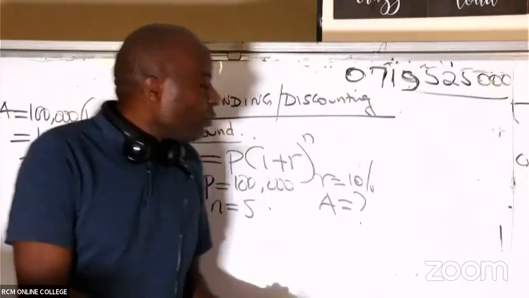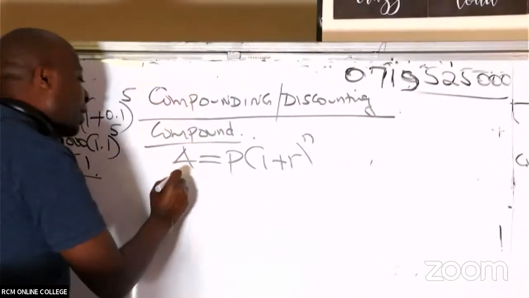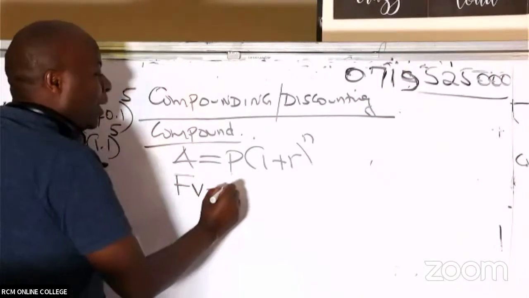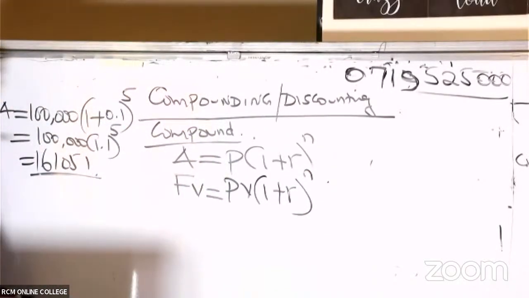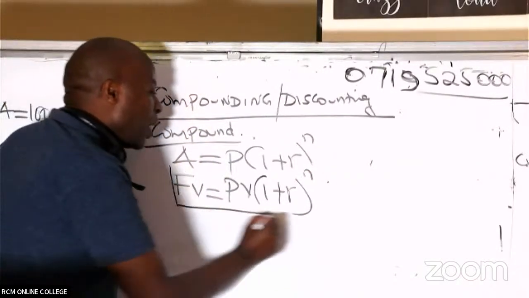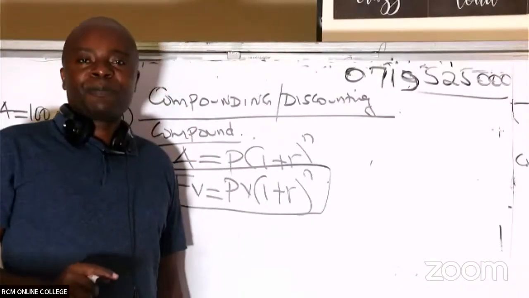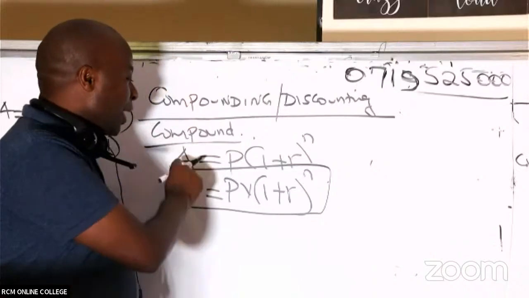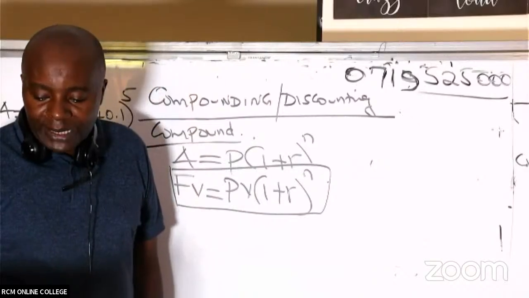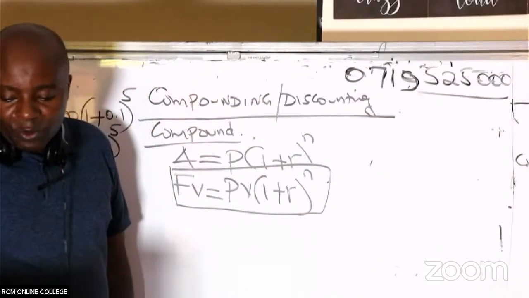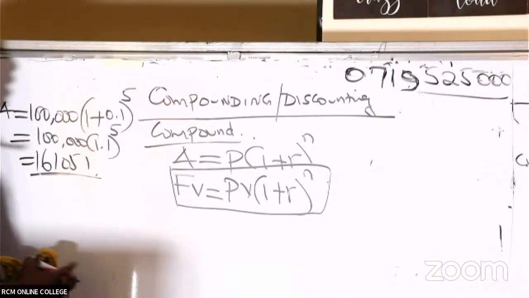What I'm saying here, from this formula, is something very important: future value equals present value into 1 plus r raised to power n. This is so interesting that I would want you to highlight it, and if possible put a yellow over it. Future value, it's also saying amount, because you shall not be using amount. Future value equals present value into 1 plus r raised to power n. Very, very important, my good students.